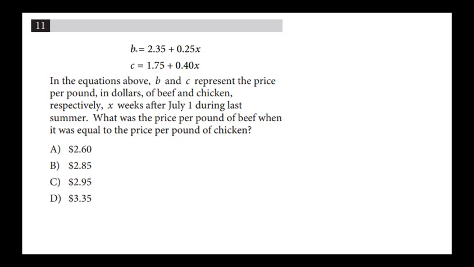So I need to equate the cost of beef and chicken to be the same amount. Okay, we want them to be equal, so 2.35 plus 0.25 times x equals 1.75 plus 0.40 times x. If I solve for x, that gives me the time that they're equal. But once I know x, I can sub it into the equations to find the cost. So what I'm going to do is subtract 0.25x from both sides.